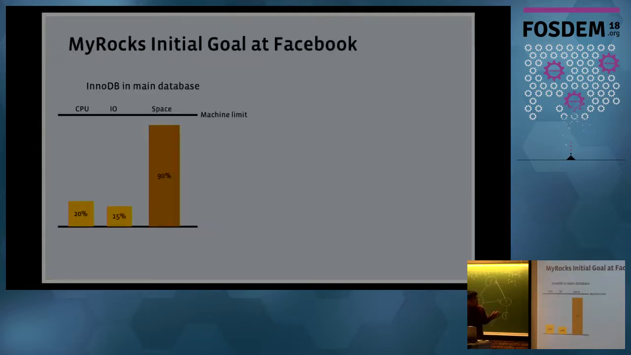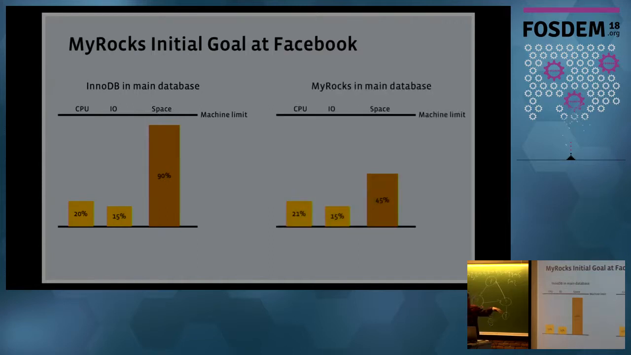So MyRocks' initial goal at Facebook: in InnoDB, we use InnoDB compression in our main database called UDB. As I said before, we are pretty much constrained by space. Average CPU usage was pretty low, like 20%. And I/O utilization was also pretty small. SSD was very fast, so it doesn't use much I/O capacity. But from a space point of view, it's pretty much constrained, using about 90%. So our objective of using MyRocks was saving space, moving from a B-tree to LSM.